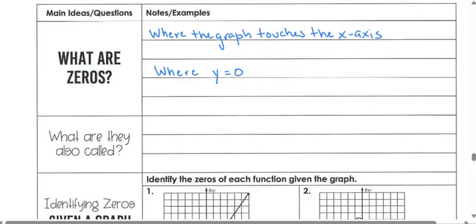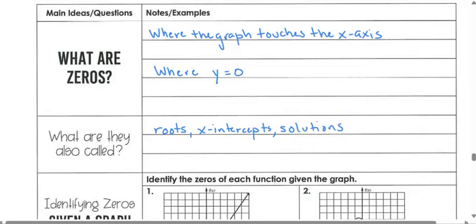So these are the same things. It's just if we're looking at a graph, we can see it touching the x-axis. If we're looking at an equation, it's where y equals 0. Some other terms that you might hear them called: roots. You might hear them called x-intercepts. I was going to just write intercepts there, but I'm going to be more precise. You also might hear them called solutions.